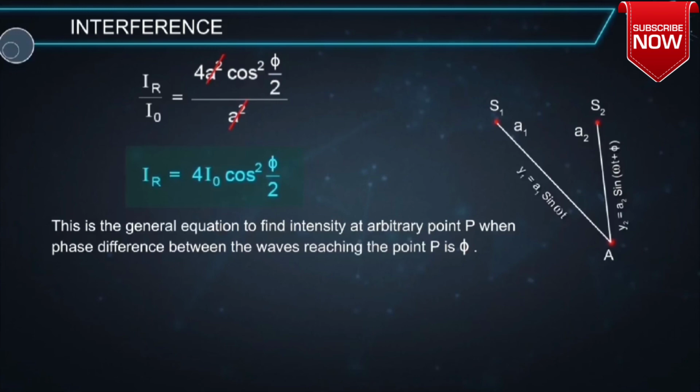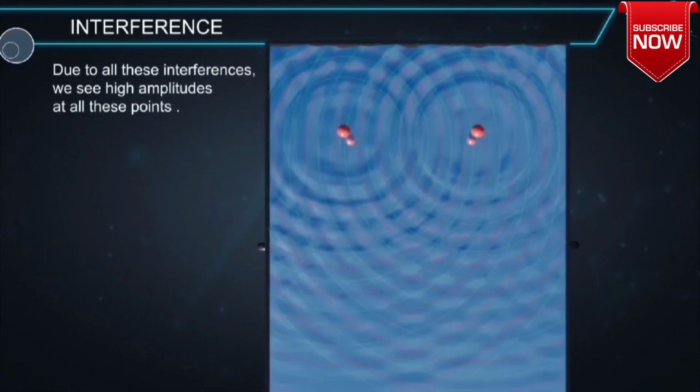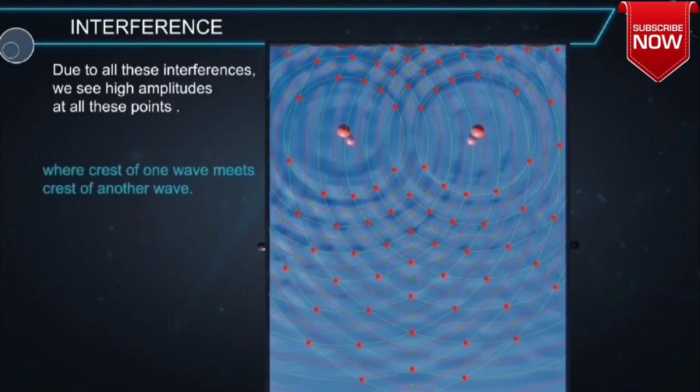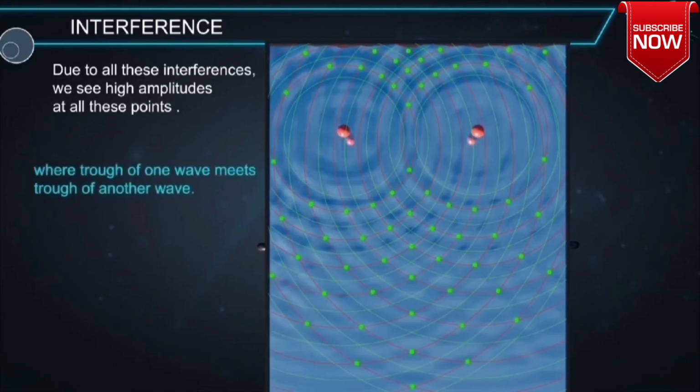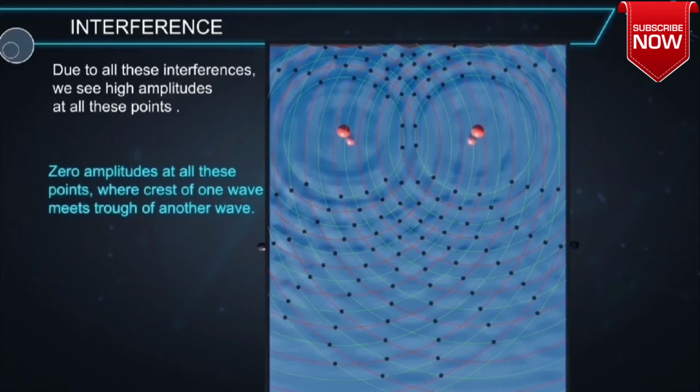This is the general equation to find intensity at an arbitrary point P when the phase difference between the waves reaching the point P is phi. Due to all these interferences, we see high amplitudes at all these points where the crest of one wave meets the crest of another wave, and all these points where the trough of one wave meets the trough of another wave. Similarly, we can see zero amplitude at all these points where the crest of one wave meets the trough of another wave.